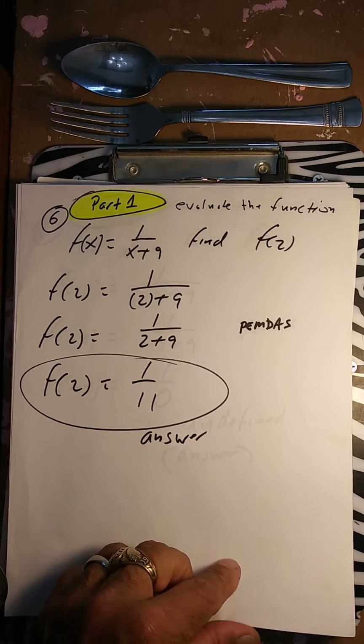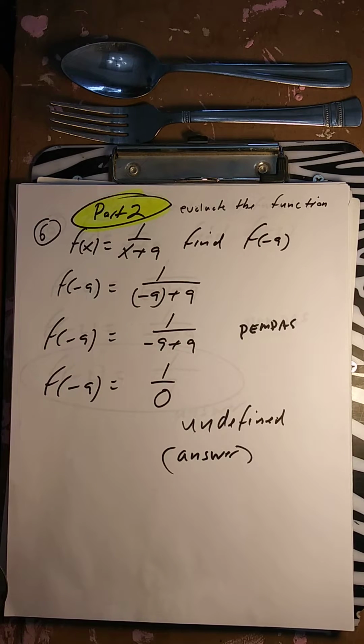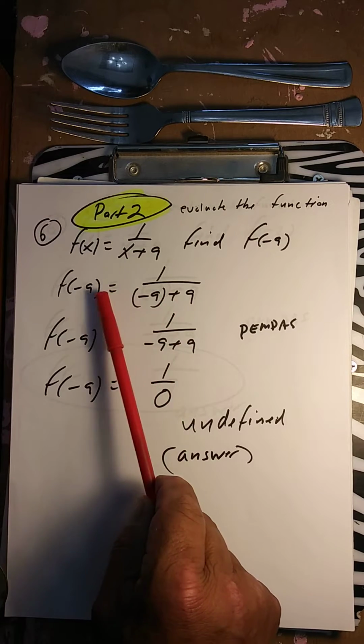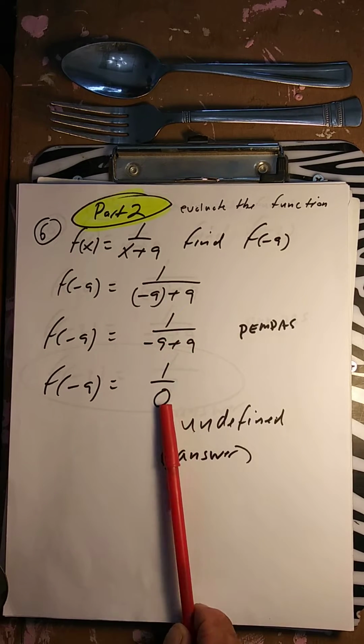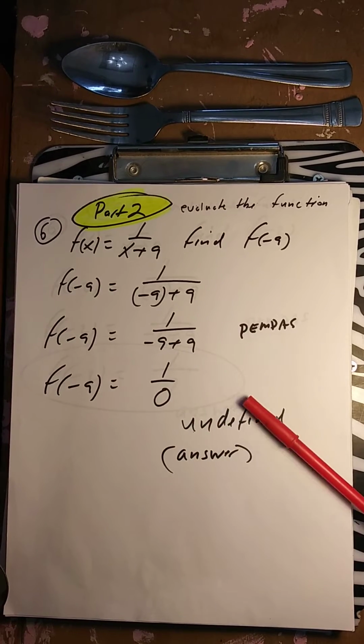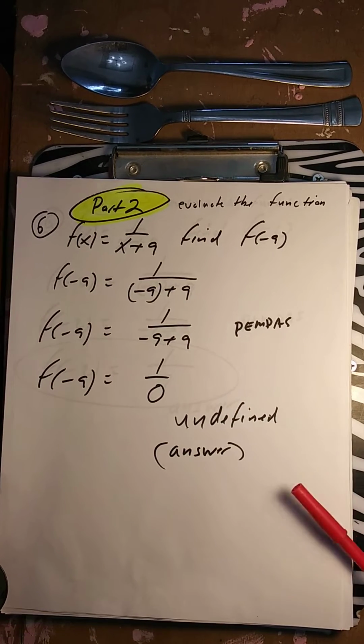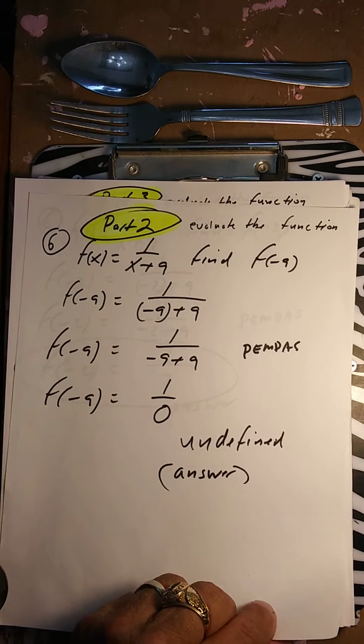Okay, part 1. Now let's go to part 2. Evaluate the function. Find f of negative 9. Put a negative 9 in there for the x. And we have negative 9 plus 9. Ooh, 1 over 0. Undefined. This is not in the domain of the function, because it's undefined when we put it in there. Not in the domain.